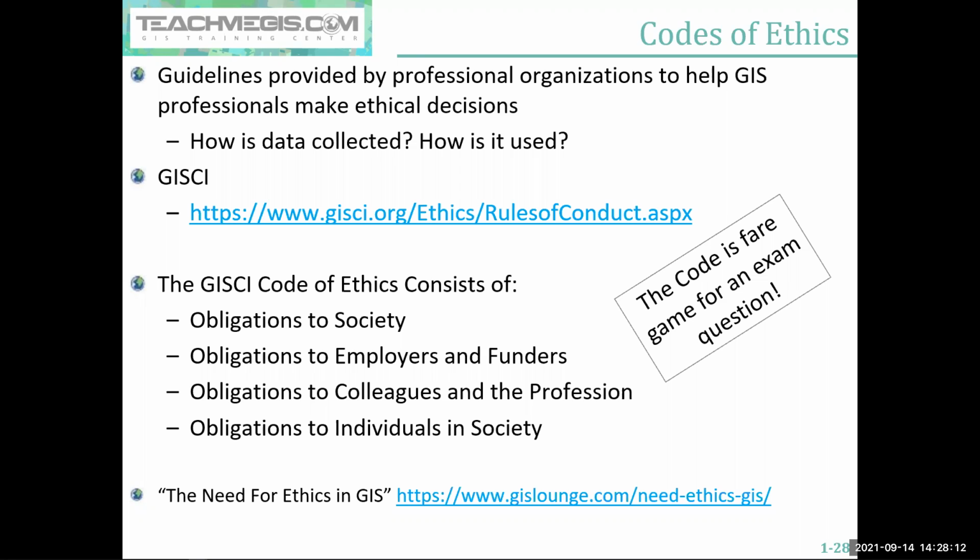They may ask you something on the exam to make sure that you've read it and that you agree to it. For example, the GISCI code of ethics consists of your obligations as a GIS professional to society, to employers and funders, to colleagues and to the profession, and even obligations to individuals in a society. And there may be a question like, the code of ethics says that as a GIS professional, you have obligations to what 4 groups of people. There may be something about how conflict detection and conflict resolution work in the code of ethics. So you need to read it.